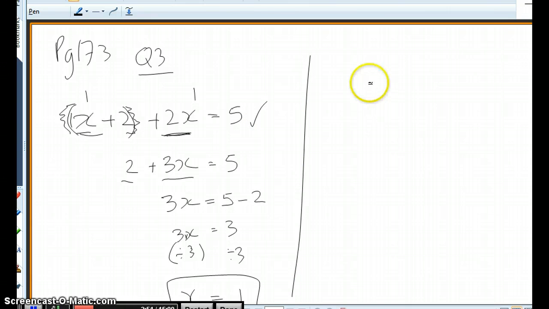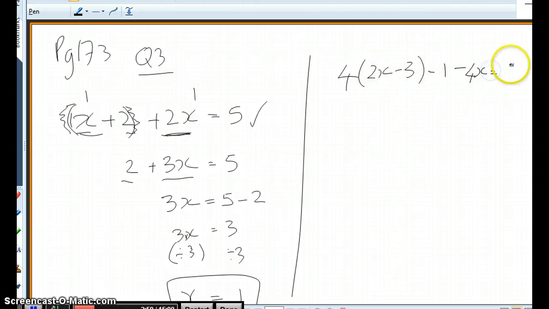I'm going to jump down and do letter D. 4 bracket 2x minus 3 minus 1 minus 4x equals 5. X is in 2 places in the equation. Yeah? I'm looking over there. Can you see it? 2 places in the equation. So I need to collect those x's together.